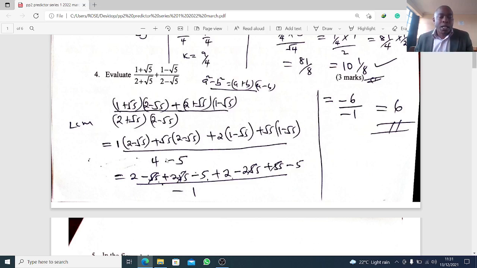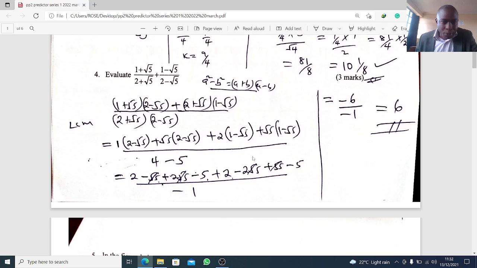So the denominator, I already know what it will be. Now you work on the numerator. On the numerator, I have expanded. So 1 into this one: 1 into 2 minus root of 5, plus root of 5 into 2 minus root of 5. Then plus, we start with 2: 2 into 1 minus root of 5, plus root of 5 into 1 minus root of 5.